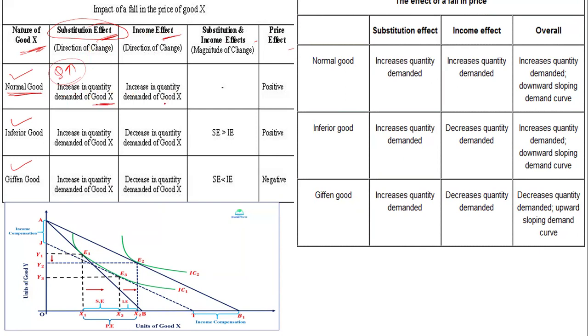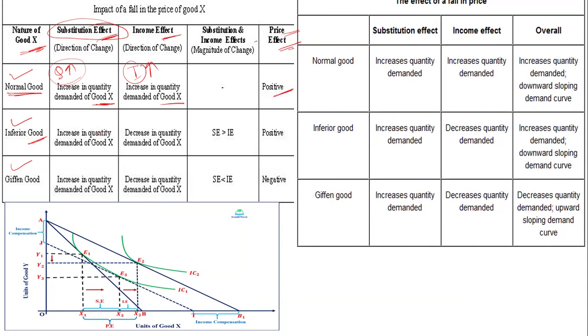Increase in the quantity demanded of X because the income is going to be up. So the quantity of the X good has to increase because they have more capacity to purchase. Okay, and this is a price effect having a positive effect.